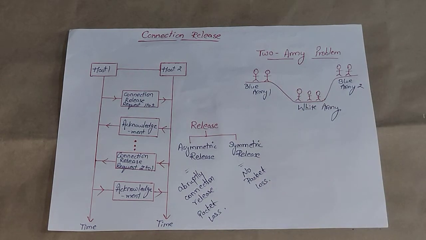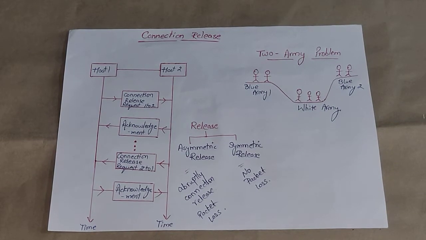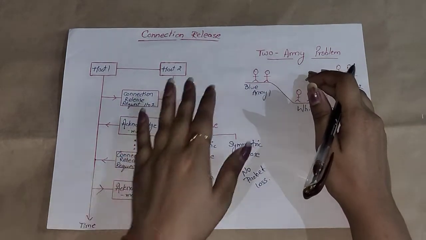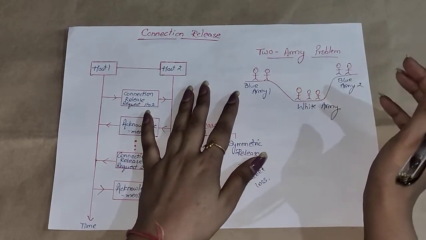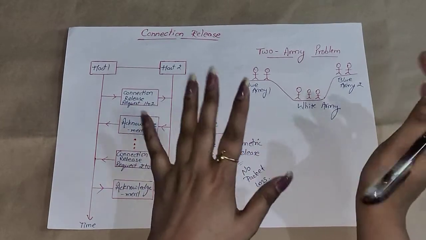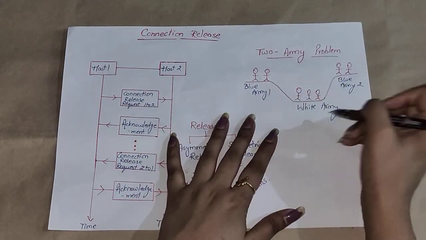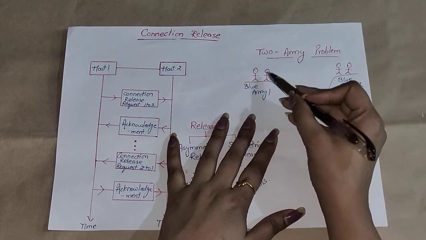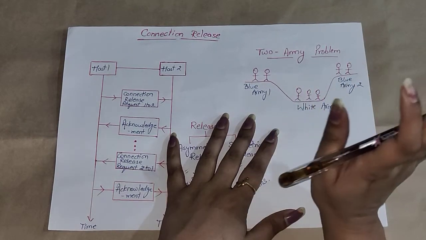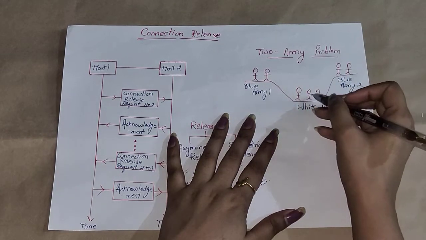Fine, now we have this two army problem. This is a practical problem related to connection establishment and connection release, and this is important for 2 marks questions from your semester examination point of view. What is this? There are two armies, blue army and white army. Blue army has 2 plus 2, 4 commanders. White army has 3 commanders.